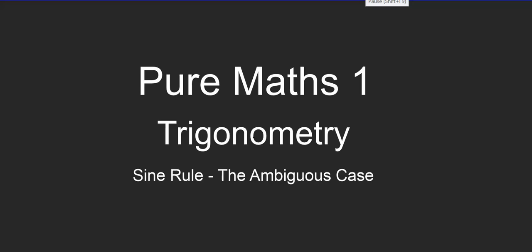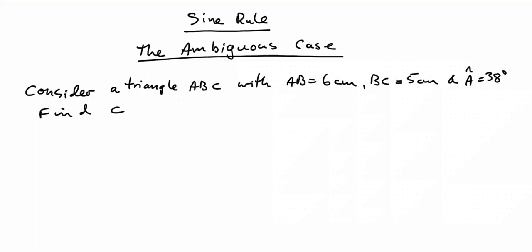This is the second video in the trigonometry topic of the Pure Maths 1 course on the sine rule, and in it I'll be looking at the ambiguous case. Okay, let's consider a triangle ABC with side AB equals 6 centimeters, BC equals 5 centimeters, and the angle A equals 38 degrees. And we want to find angle C.